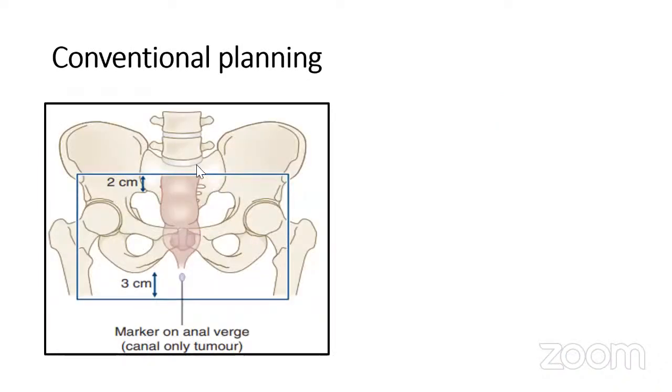And here you could see the same thing. We go 3 centimeter below the tumor, and this is the sacroiliac joint, inferior border. We go 2 centimeter above it, and laterally we go till the ASIS or the lateral border of the femoral head, passing through the neck of femur, covering the inguinal region.